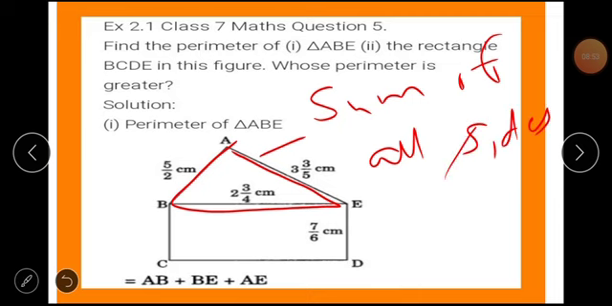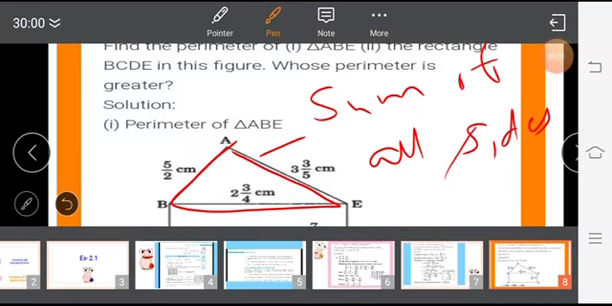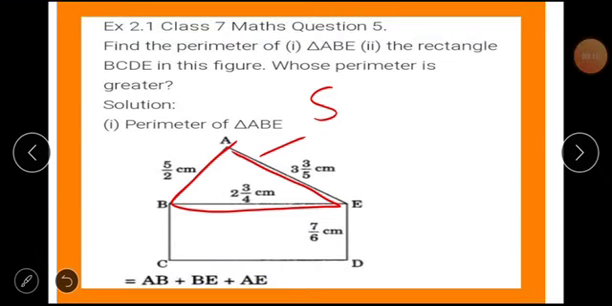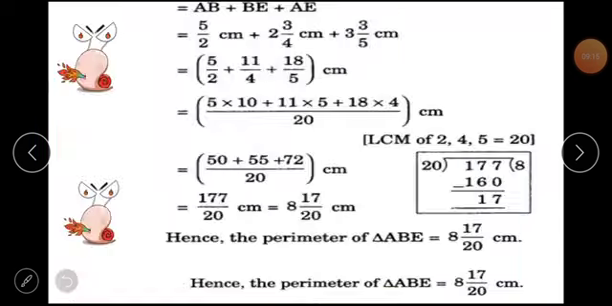So what we will do? We will do AB plus BE plus AE. So we will add these three values which are given in this figure. So you can easily calculate the values which are given in the question and you can calculate the perimeter of ABE. So how can you solve, students? AB plus BE plus AE.